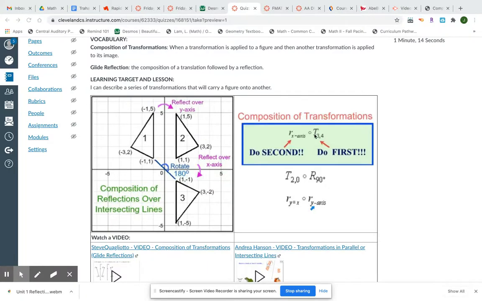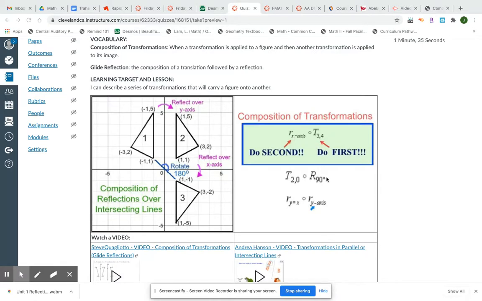After you do that, your new image that you created, what you would then do is you would reflect that new image across the x-axis. So you would just apply the rule for reflection across the x-axis in this case, which would be to change each one of the y values to their opposite.